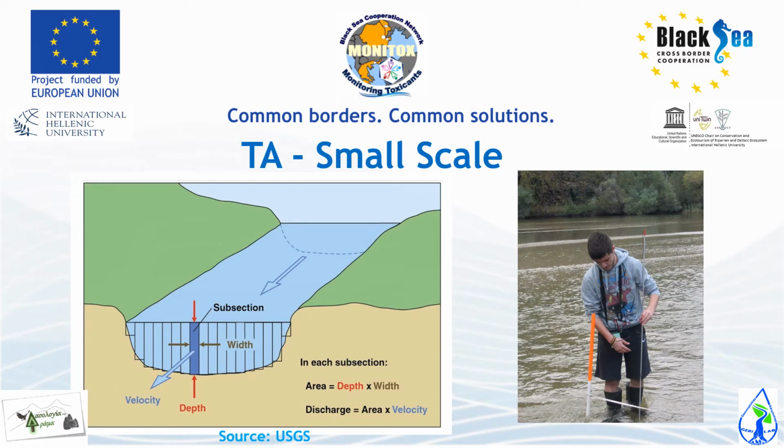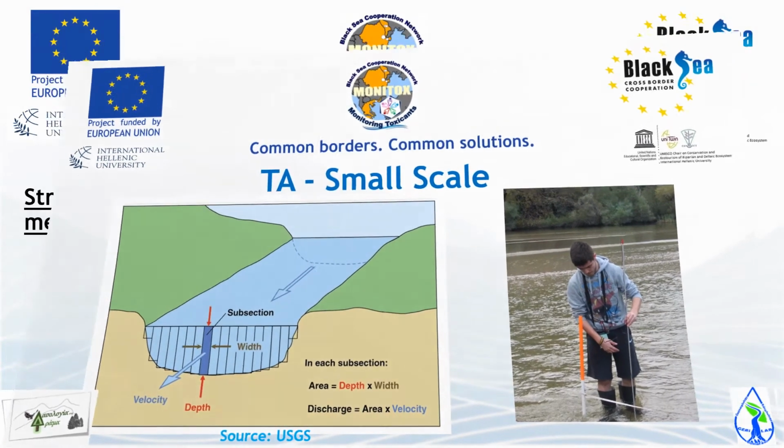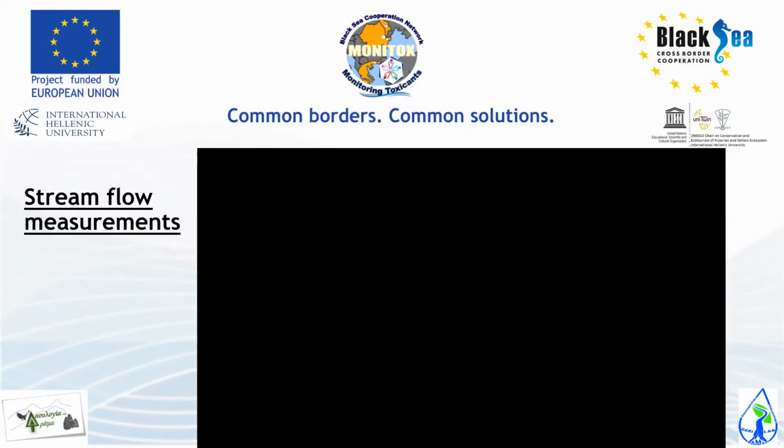Typically, we like to measure velocity 3 times. Then you multiply the mean velocity by the area to get the discharge for the specific subsection. By adding all the discharges for each subsection, you can get the discharge for the specific cross-section. So now we have a small video to illustrate how we conduct the stream flow measurements.